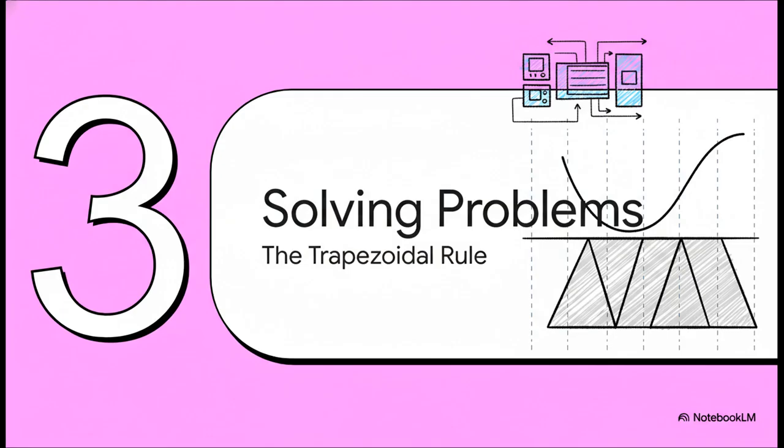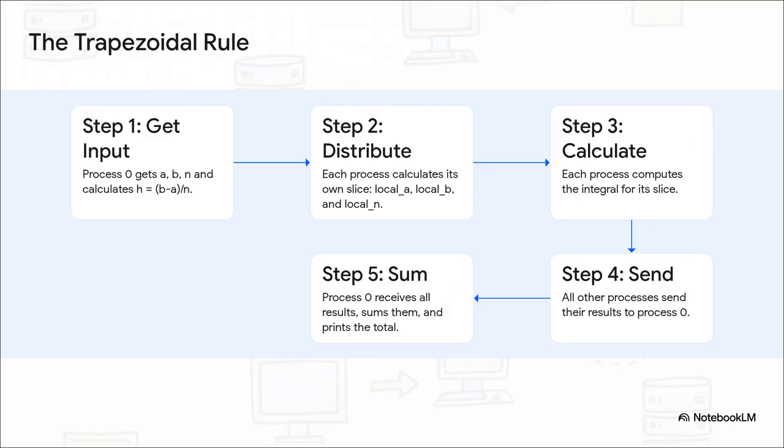Let's solve a real problem. We're going to use something called the Trapezoidal Rule, which is a classic way to find the area under a curve. And it's a perfect example for us because you can easily chop the problem up into a bunch of smaller, independent pieces. So the game plan here is a classic divide and conquer.